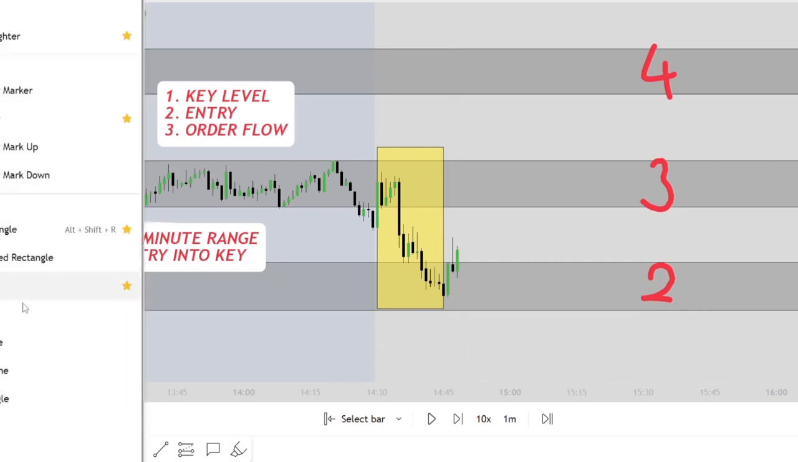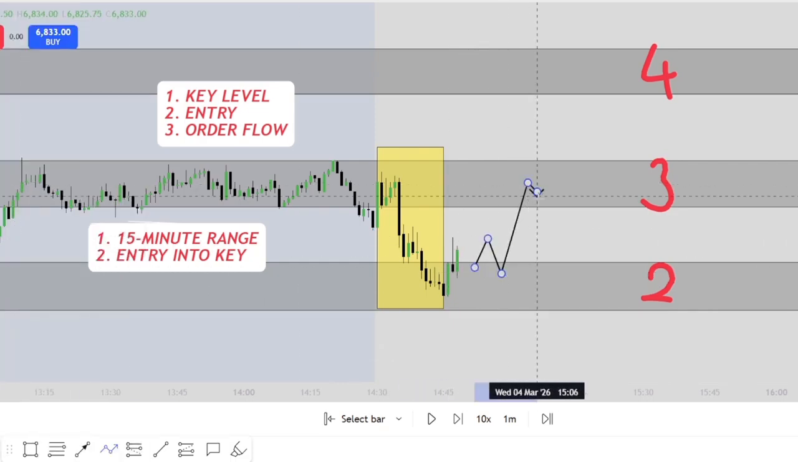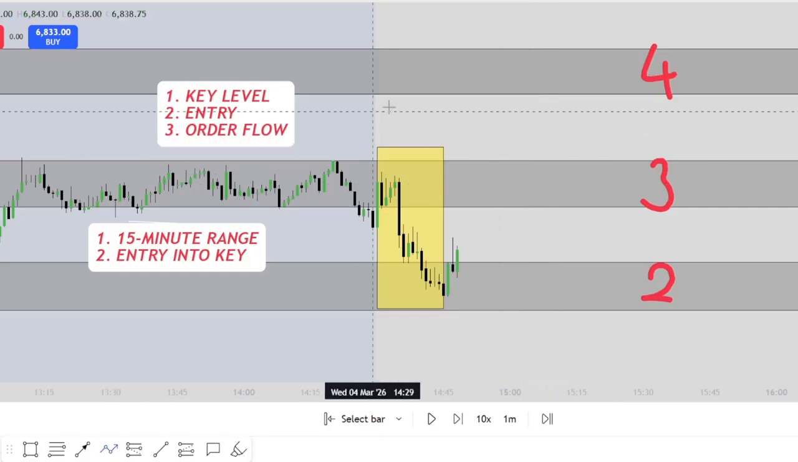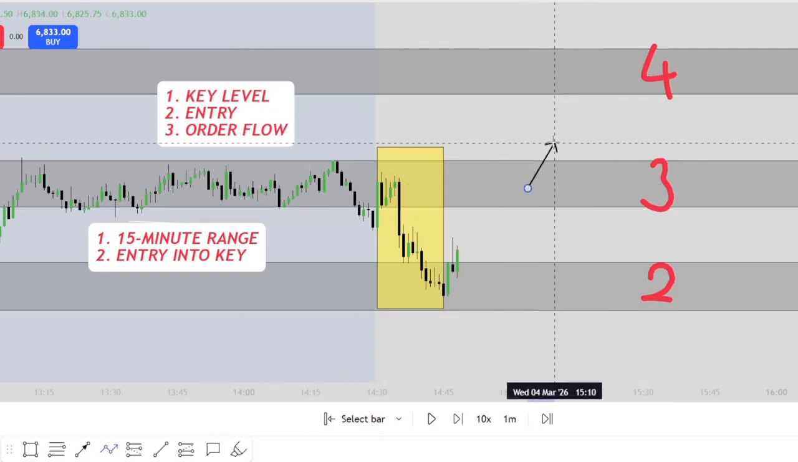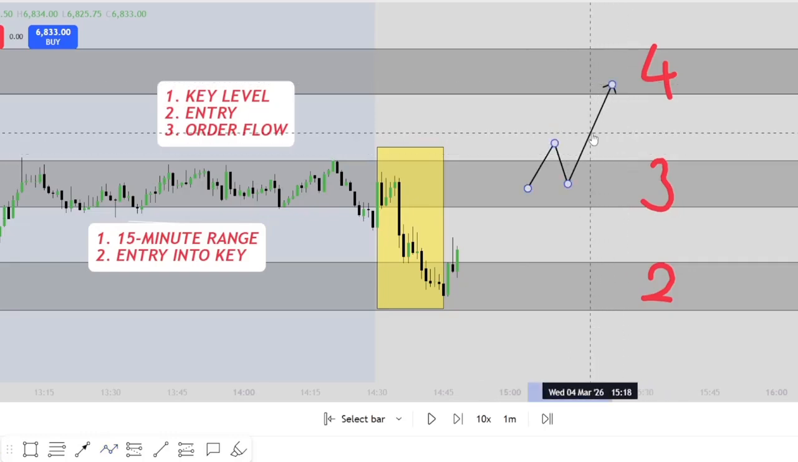What we can see here, typically you can either trade from 2 up to 3, and then maybe up to 4. Or if you want to be safer, you can wait for a break above the 15-minute range, and you can trade from 3 up to 4. So a repeatable system simply comes down to your repeatable action. So inputs and outputs.